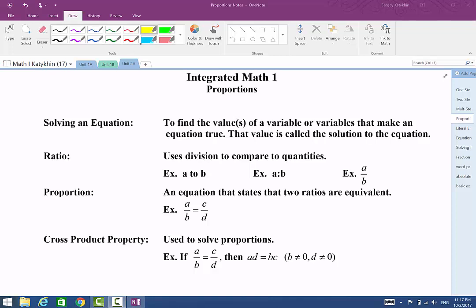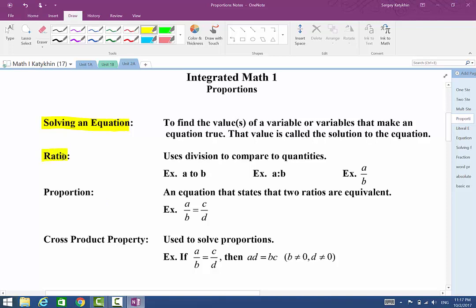So today we're going to be looking at proportions and how to solve them. A couple of definitions you should already know: solving an equation means to find a value or values of a variable or variables that make an equation true. That means when we plug in a certain value for an x, for example, we get the left side equaling the right side.